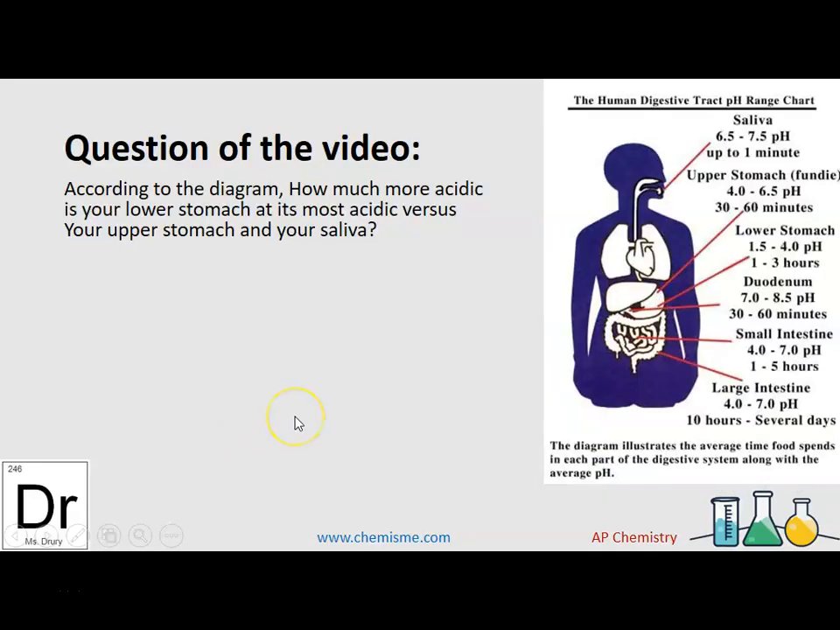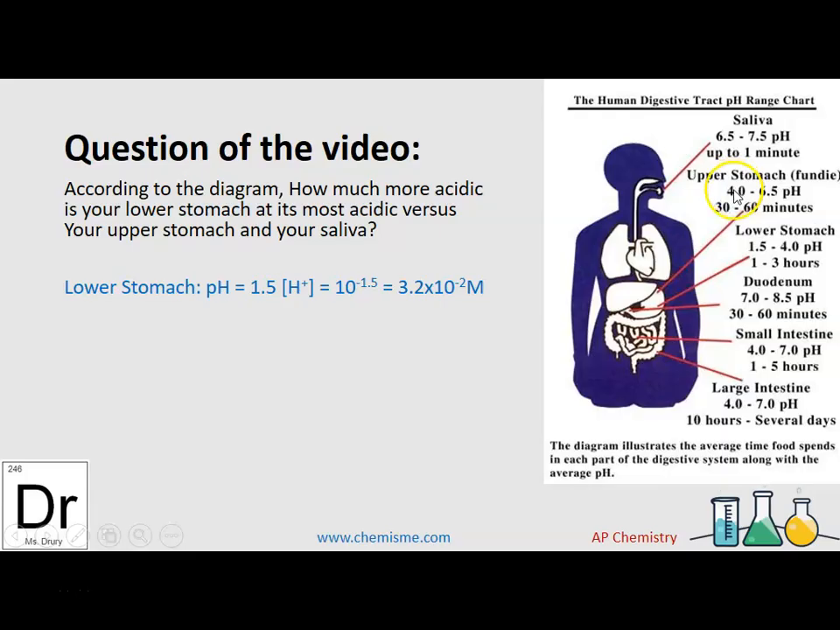Back to the question of the video then, how much more acidic is one part than another? So if we go to the lower stomach, its pH value is 1.5. So that means its hydrogen concentration is 10 to the minus 1.5. Remember, it's the power of the hydrogens. And if I put it in my calculator, it fixes it for me to make it 3.2 times 10 to the minus 2 molar.